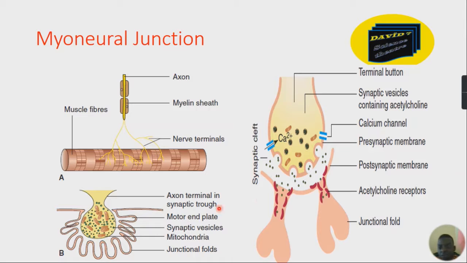Okay, so look at this. This is the same thing. I have synaptic vesicles containing acetylcholine inside here. Then I have calcium channels through which calcium will enter from the matrix of the cleft. Then we have the presynaptic membrane which has vesicles fused to show exocytosis. We have the postsynaptic membrane, that is the sarcolemma. Then we have acetylcholine receptors on the sarcolemma, and these are the junctional folds. Okay, so that's how it looks.